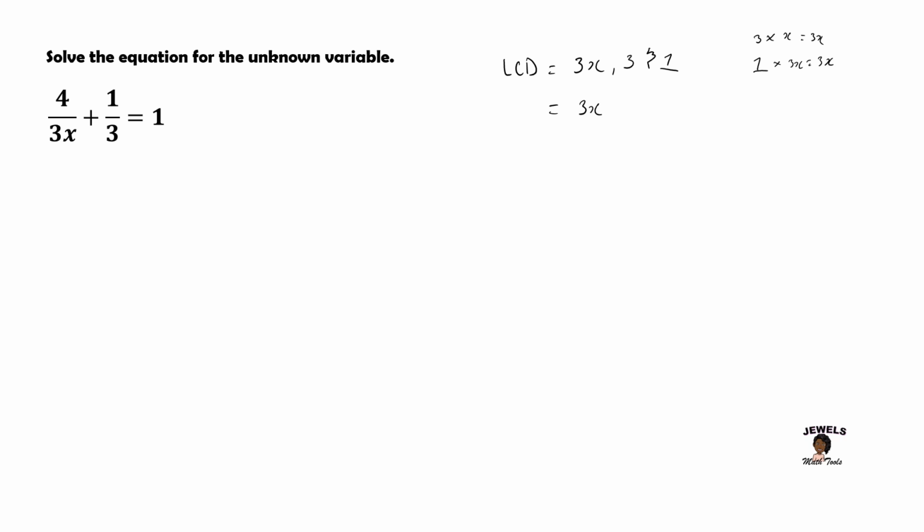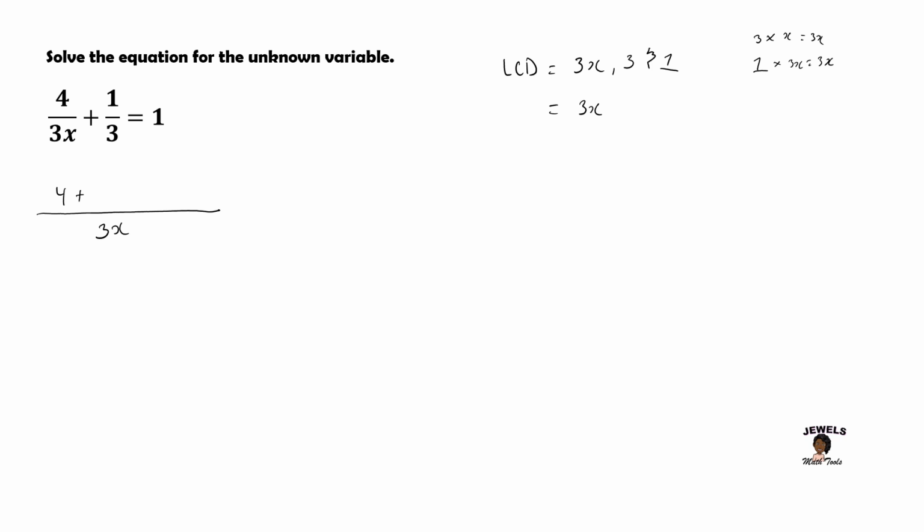So now we're going to be changing our fractions into their equivalent form, where each fraction has a denominator of 3x. And beginning with our first fraction, which is 4 over 3x, since we already have our LCD as our denominator, my 4 will remain the same.